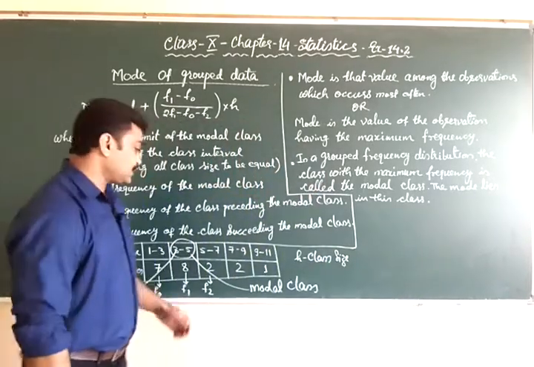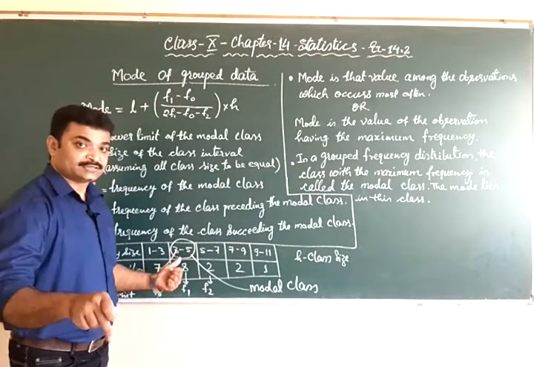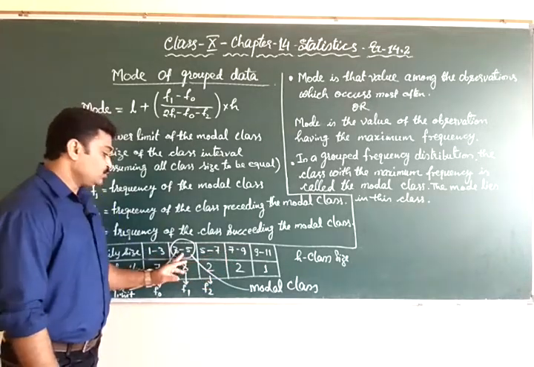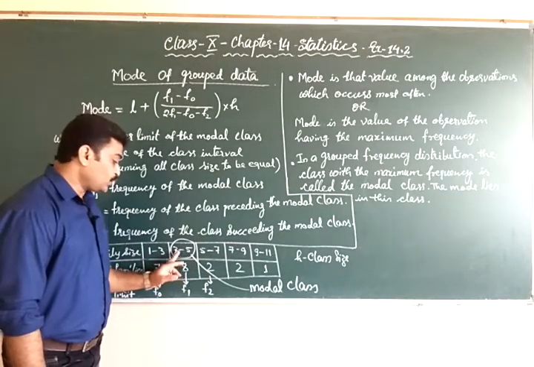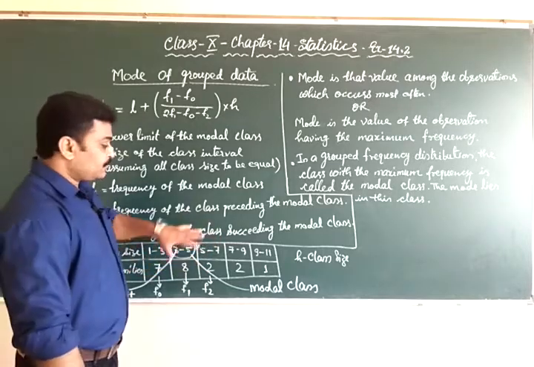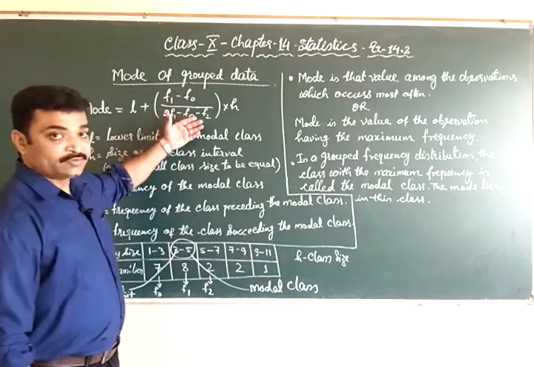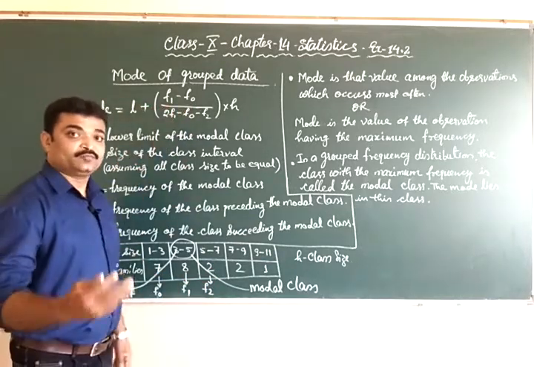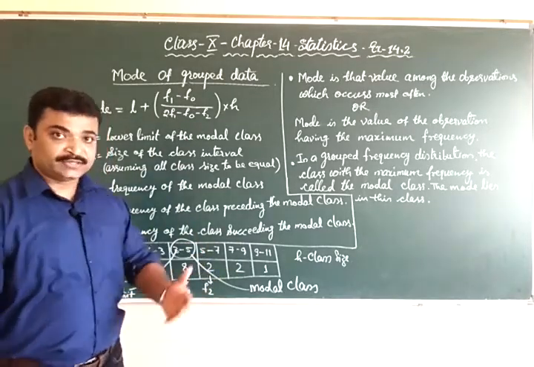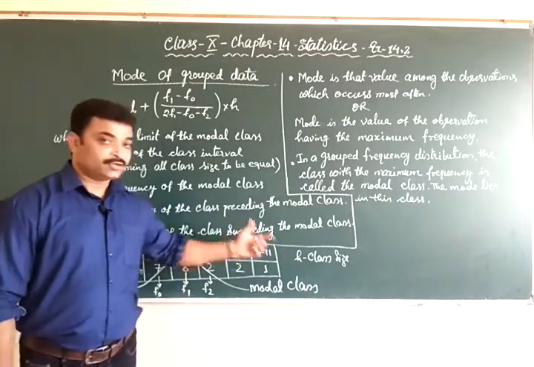So what is class size? Class size means the upper limit minus the lower limit of the modal class. We are assuming all the class intervals are the same. Clear? So we can subtract the lower limit from the upper limit and get h. After finding all these values, we put these values in this formula to get the mode. Clear students? So students, pause the video to note it down. We will proceed to the next exercise, that is 14.2. Okay, now note it down.